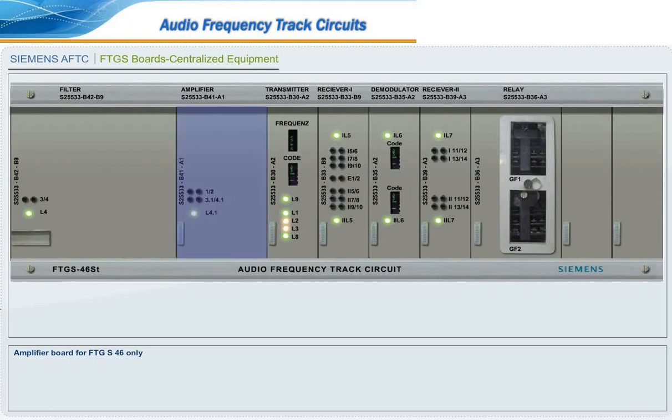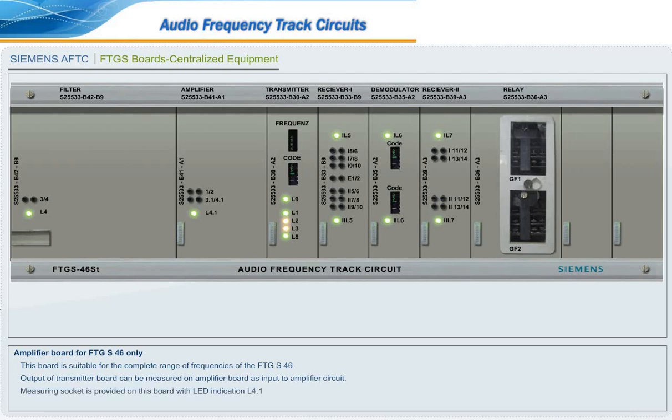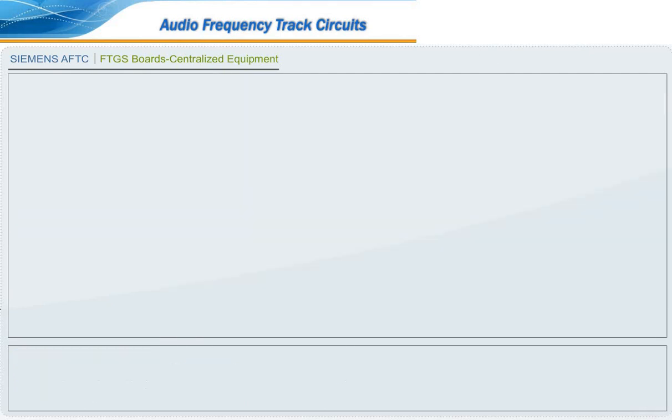Amplifier board for FTG S46 only. This board is suitable for the complete range of frequencies of the FTG S46. The output of the transmitter board can be measured on the amplifier board as input to the amplifier circuit. A measuring socket is provided on this board with LED indication L4.1.